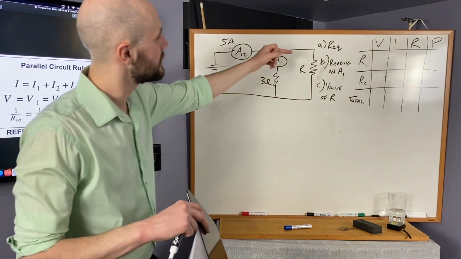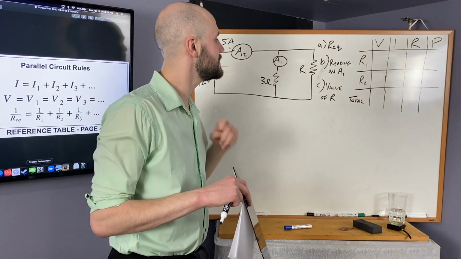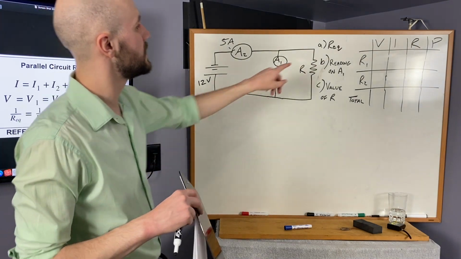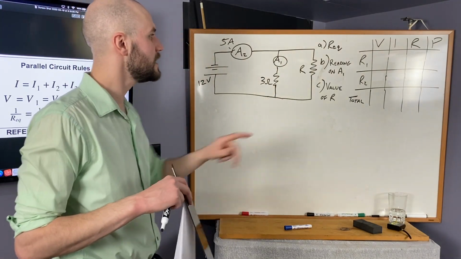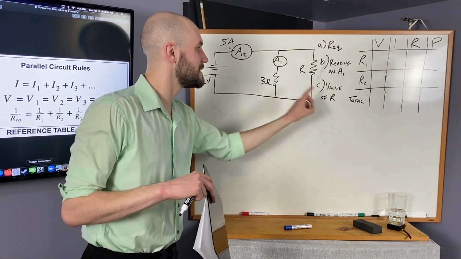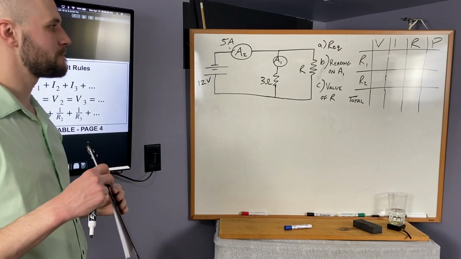And our goal is to figure out these three values. We want to find the equivalent resistance of the entire circuit. We want to find the reading on ammeter 1. And we want to find the value of this resistor.